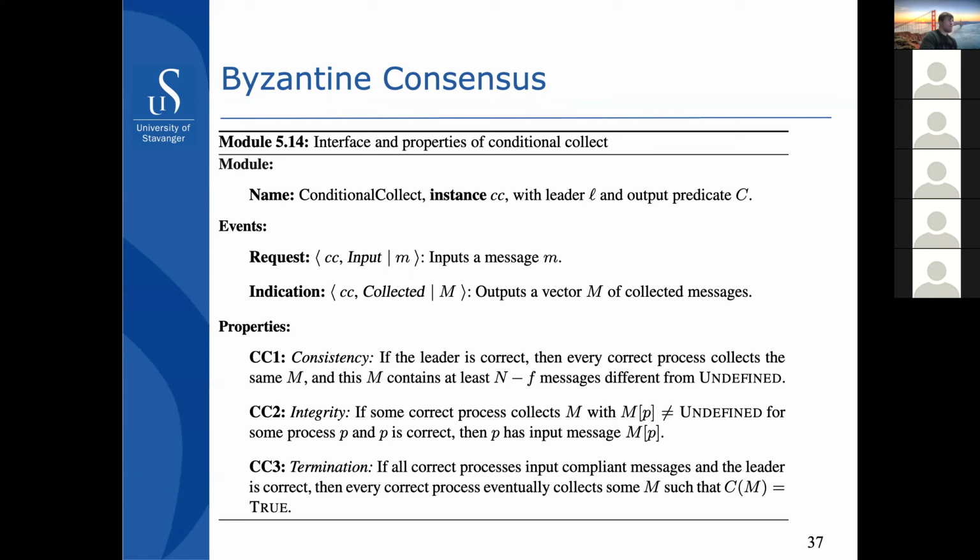And there is also one abstraction that will be used here. It's called the CC, or conditional collect, and is used to collect messages or collect information in the system in form of messages from all processes in a consistent way. So it's trying to get a sufficiently large quorum, and then providing this abstraction to the Byzantine consensus algorithm.